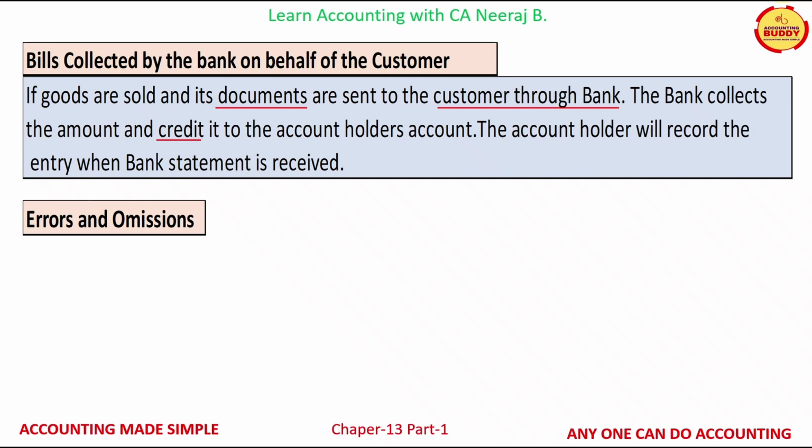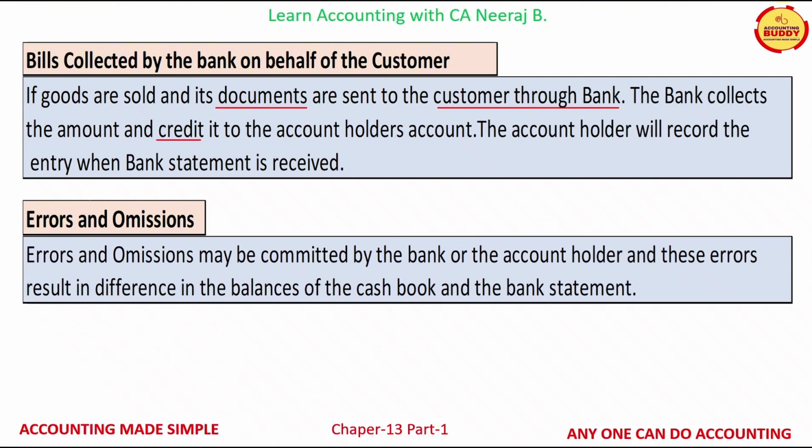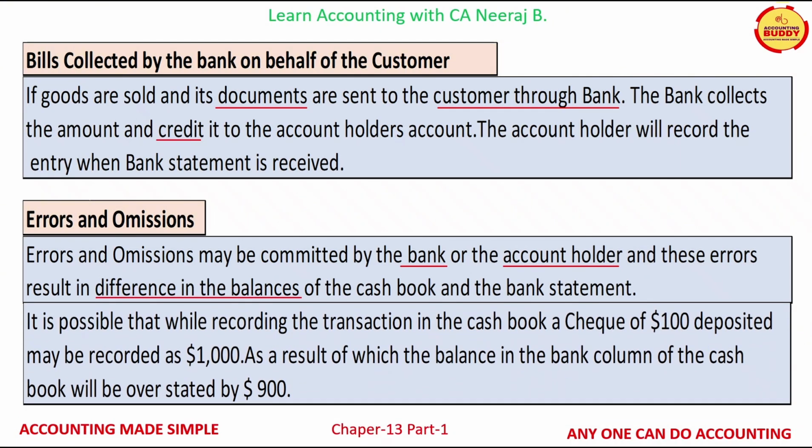Errors and omissions also sometimes result in a difference between the cash book and the bank statement balance. Errors and omissions may be committed by the bank or by the account holder, and these errors result in differences in the balances of the cash book and the bank statement. It is possible that while recording the transactions in the cash book, a check of $100 deposited may be recorded as $1000, as a result of which the balance in the bank column of the cash book will be overstated by $900, therefore causing a difference between the cash book balance and the bank statement balance.